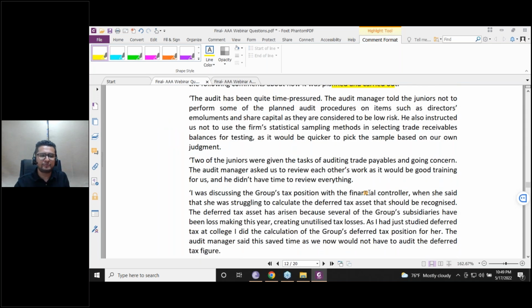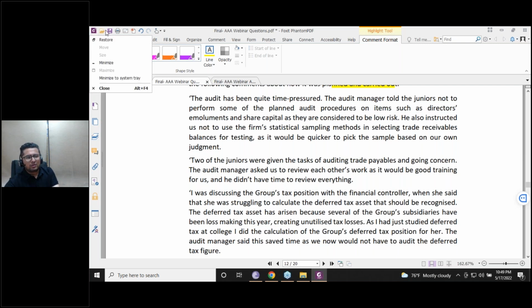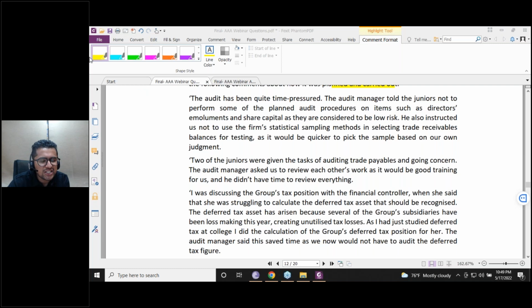So concentrate. The audit has been time pressured. Is there any ethical or quality based issue as of now? Yes, time pressured. Now I'm not going into the details of it. As a result, we'll compromise the quality, we'll cut corners. This could lead to an incorrect audit opinion. Well, that does not relate to threat to objectivity. You don't discuss threat to objectivity here.